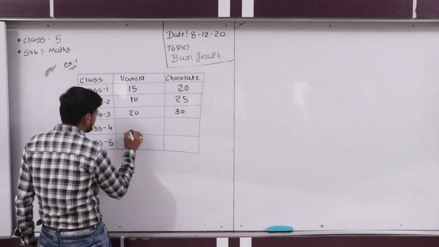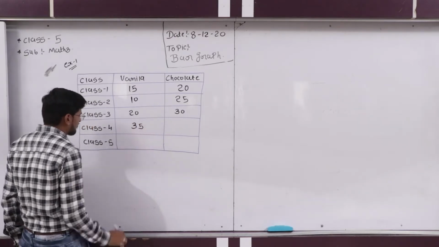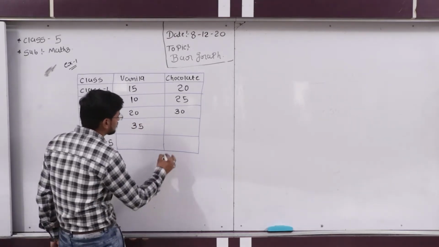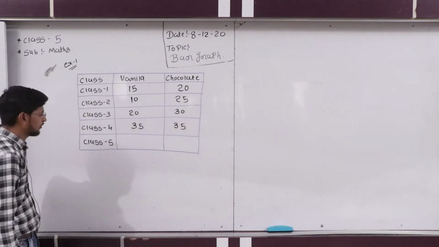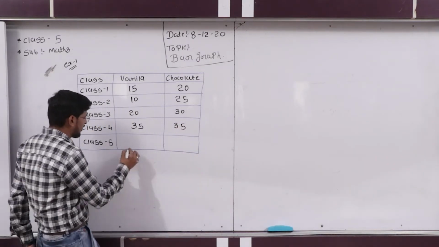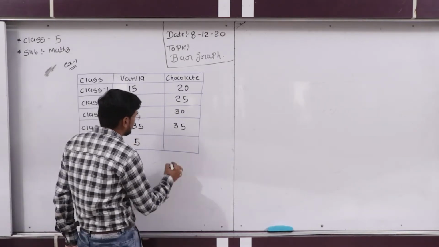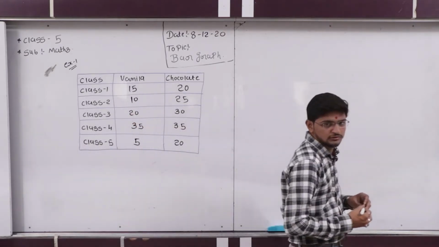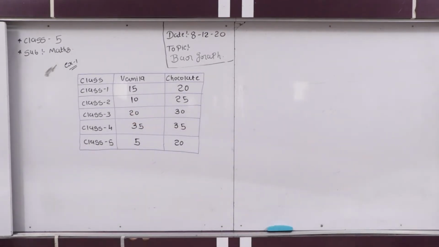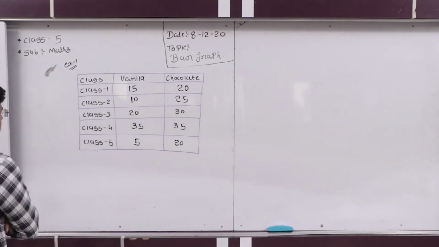In class 4, 35 students like vanilla and also 35 students like chocolate ice cream. In class 5, 5 students like vanilla ice cream and 20 students like chocolate ice cream. Now our information is ready in table 1.